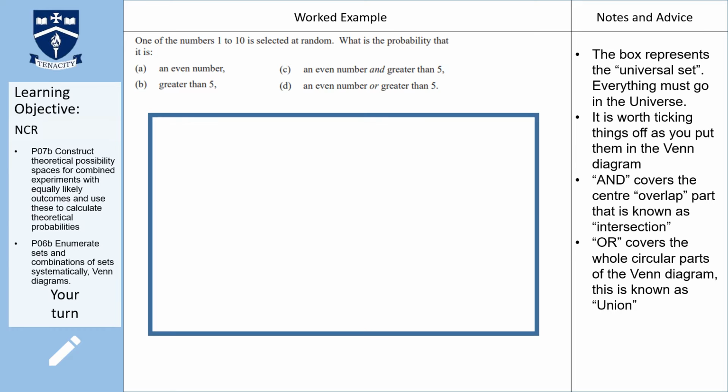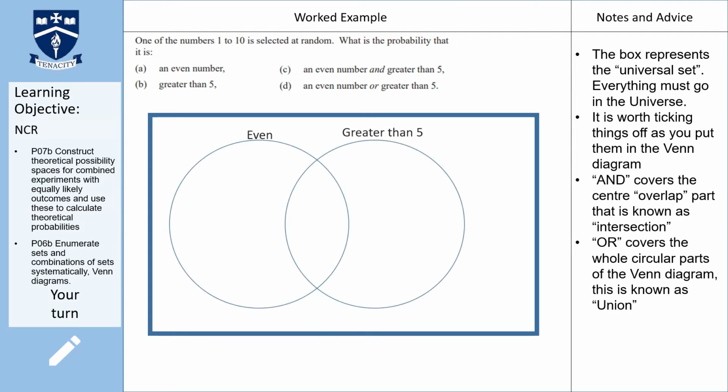So a Venn diagram, and most people forget this, starts with a box. And that box represents the universe, and everything has to go in the universe. First big rule. Our two sets are the evens and the greater than 5. Now, there's our 10 numbers that need to go into the universe, and all of them need to go into the universe. So let's have a look how they go.